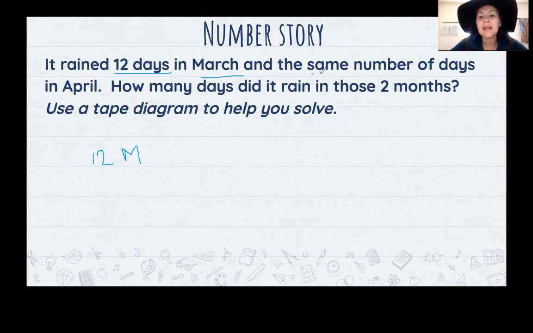And the same number, what does it mean same? It means it would be exactly the same, right? That means the number would be similar and that it would also be 12. So it rained 12 days in April. So I'm going to underline 12. Same number of days in April, right? And I'm going to put an A for April.